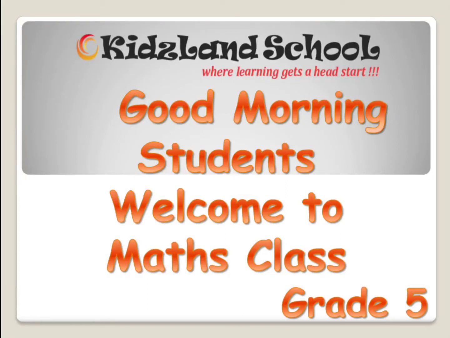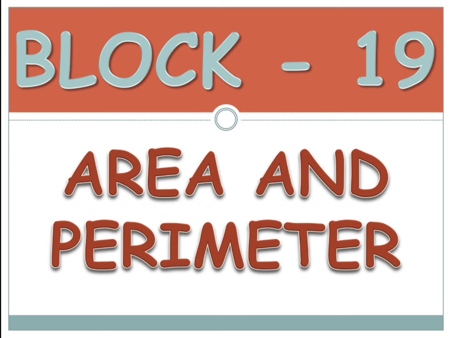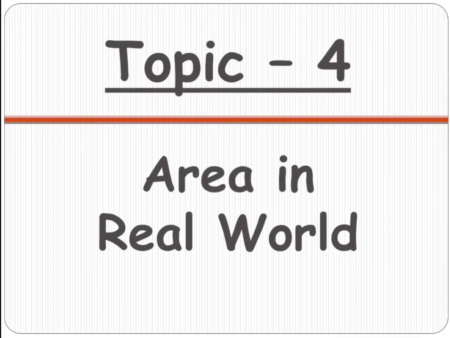So, in maths, we are solving the problems of 19th block, which is area and perimeter, isn't it, children? In this, we have completed three topics. Yes, and also we have started with the fourth topic, which is area in real world. That means, in real world, where do we use area? And we have done some sums, isn't it, children? Finding the area and all. Yes, so let's continue with that topic.